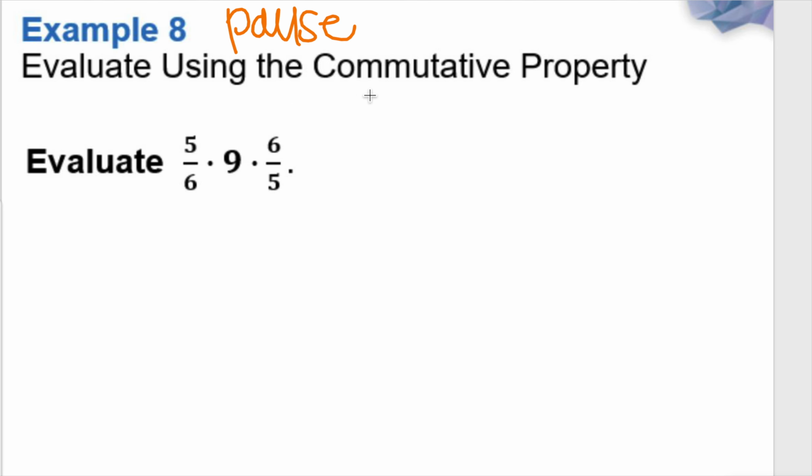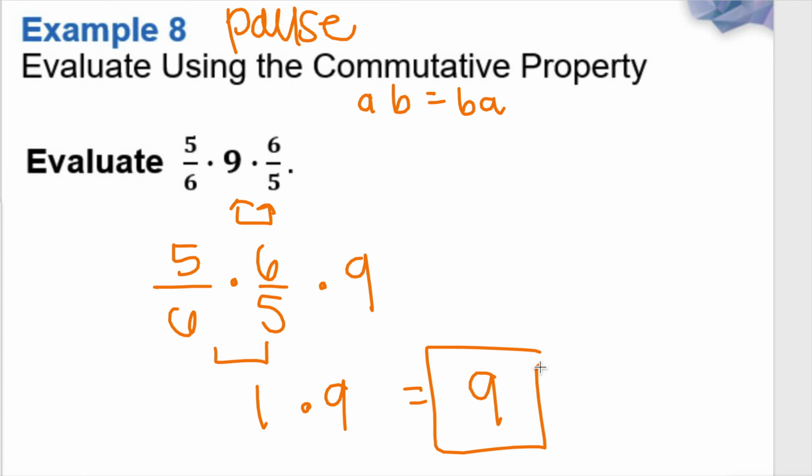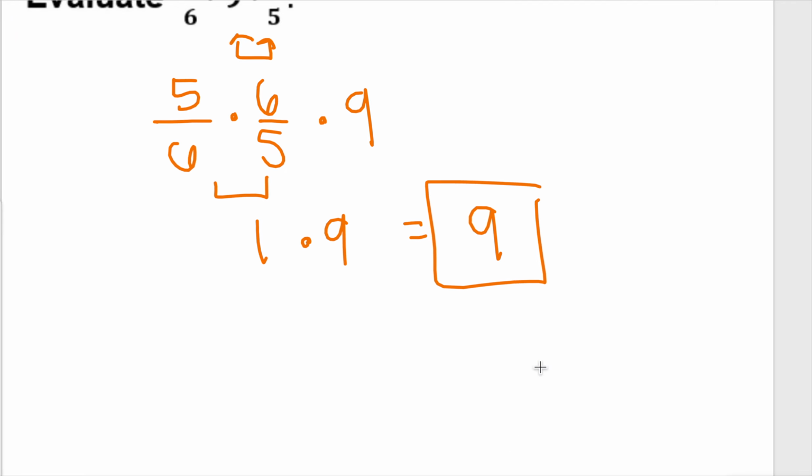All right, remember commutative property just means we can say A times B is equal to B times A, right? So what we did here is we could just switch around the 9 and the 6/5. So we would see 5 over 6 times 6 over 5 times 9. And that kind of helps us group these two inverse or the reciprocal fractions. We would get 30 over 30, which is just equal to 1. And then 1 times 9 is 9. If we didn't use the commutative property, we would have done like 5 times 9 over 6 and then simplified, and that would create maybe a little bit more work for us.